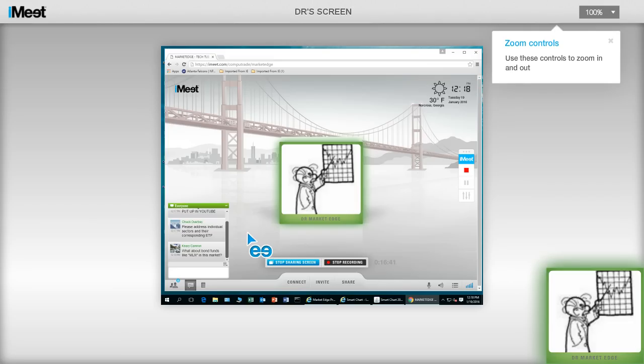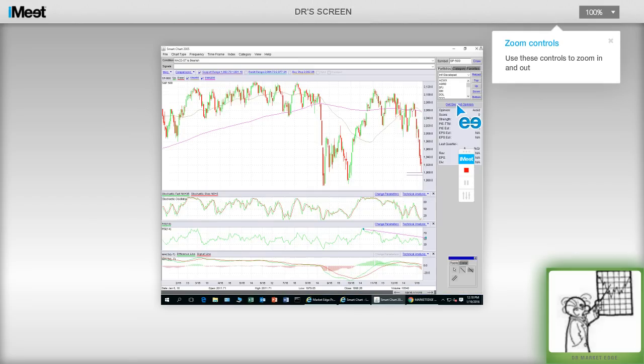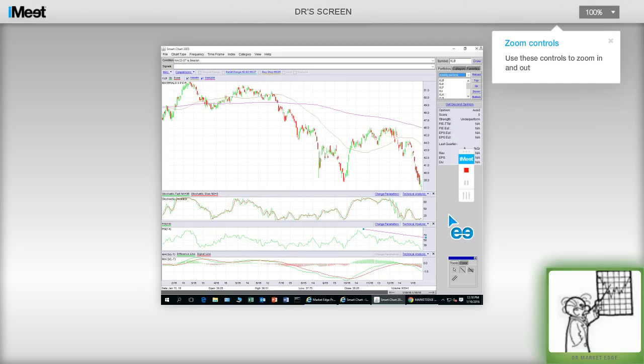Okay, please address individual sectors and their corresponding ETF. Also, what about bond funds like MUN in this market? Okay, let's go. We can go over to sectors real quickly. We had several sectors last week break out into new 52-week lows, which you don't want to see in the market. You want to see them try to make a higher high.